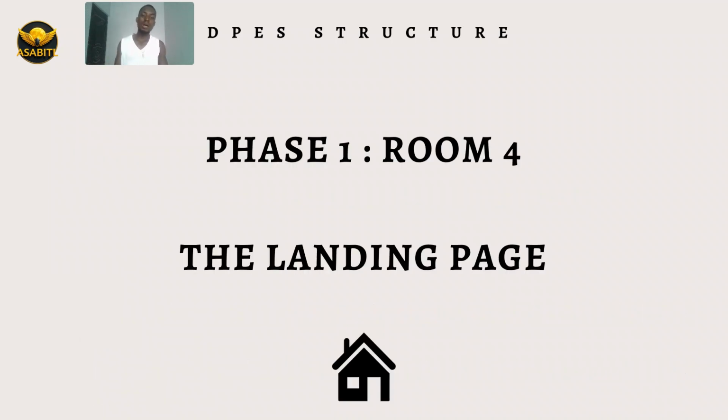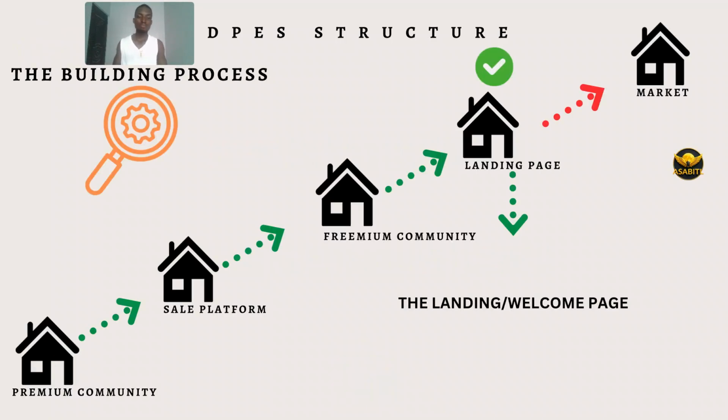So we are now in room 4 of phase 1, which is the landing page. Do you understand room 1, room 2, and room 3? In room 1, you build your product. In room 2, you upload your product to the sell platform. In room 3, you build your free community where you're going to be issuing out free content so that you build trust with your new subscribers, before you start thinking of selling to them. You understand it? So now in room 4, we build a landing page.